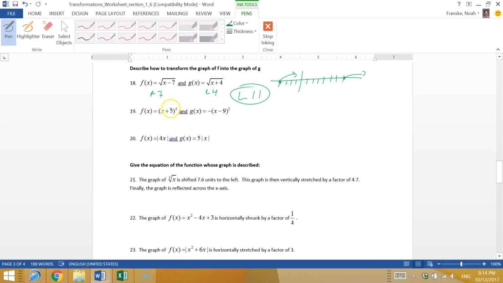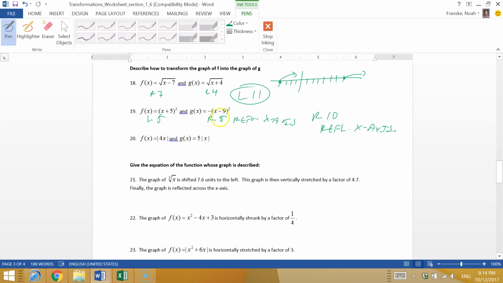That's all you've got to do. All right, next one we've got x plus 5 squared. We want to get to negative x minus 9 squared. So this is moved left 5. This guy's been moved right 5 and has been reflected over the x-axis. So what do we have to do? Well, we started left 5, we've got to be right 5. So we're going to move right 10, and we're going to reflect over the x-axis. That's all there is to it.